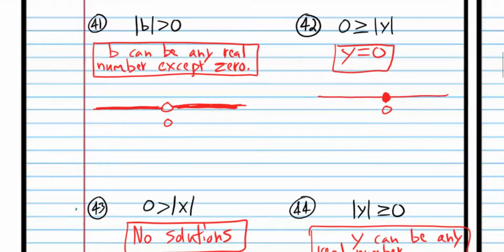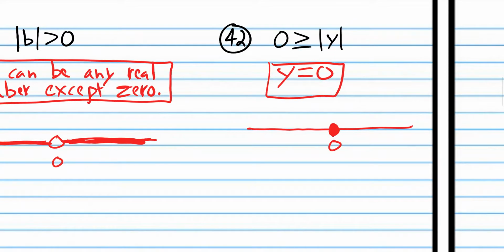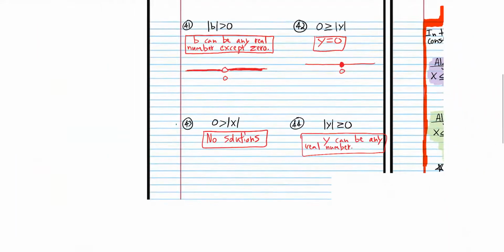And then also these problems here. I forgot to graph these. B can be any real number except 0, so that's colored outside an open dot on 0. And if y equals 0, it's just a dot on 0. So just be aware of that.